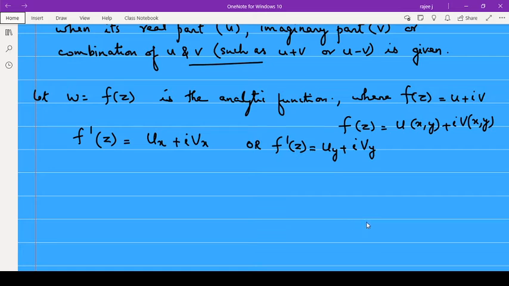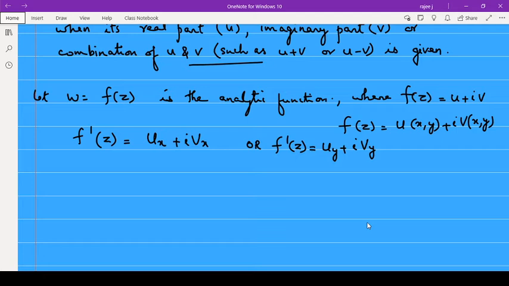Then, in the Milne-Thomson method, our aim is this: u will be given, suppose u equal to cos x is given. Here we need to find v, and then we have to find f of z. So u is given, or v is given, and if something is given, then you will find ux and uy, and substitute these values in this equation.